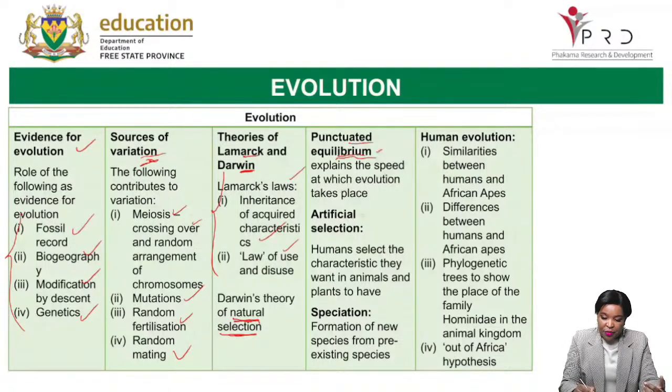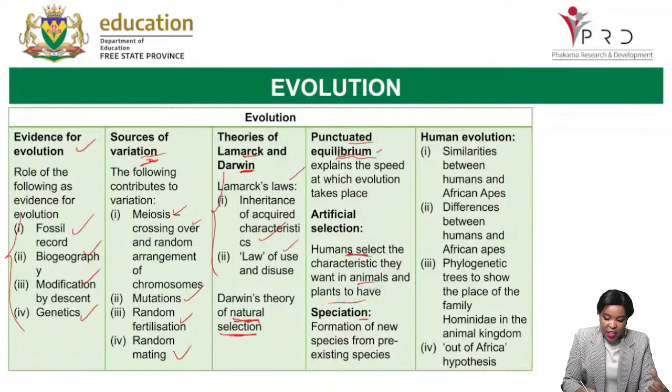Then artificial selection, where humans select the characteristics they want, in animals and in plants. So this is where they are choosing the characteristic they want, and then they are breeding whatever animal or plant they want. Then that is your artificial selection. The human is the selection force here with artificial selection.